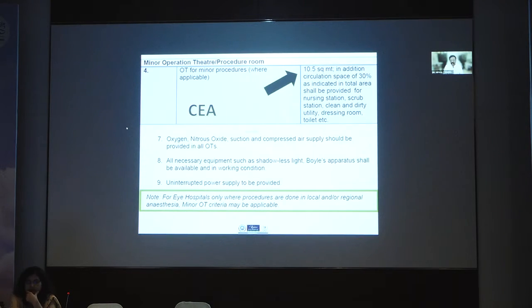The next important regulation or reference is the Clinical Establishment Act, which governs the licensing of healthcare facilities. It has given norms for the space requirement for OT as well as minor OTs for minor procedures, and it has also given various zoning requirements. For eye hospitals, only where procedures are done in local or regional anesthesia, minor OT criteria may be applicable.